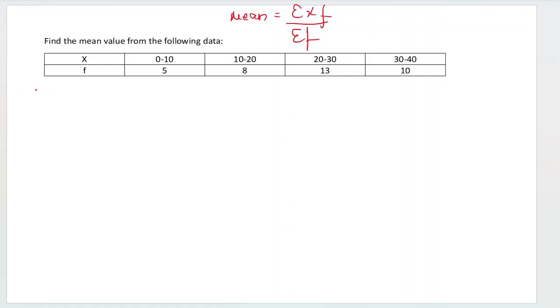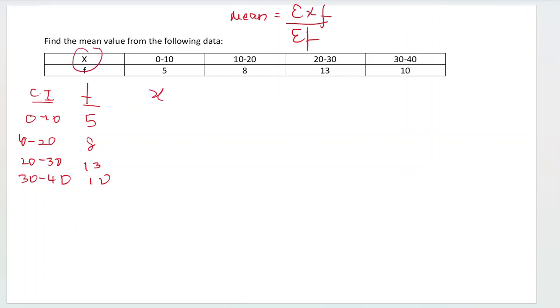Now we are given class intervals and frequency. We write it vertically: 0 to 10, 10 to 20, 20 to 30, 30 to 40. Frequency is 5, 8, 13, 10. Now we create something called x. Although this is x, we don't take this as our x, we take it as class interval, and x will be the class mark, which is also called the midpoint.